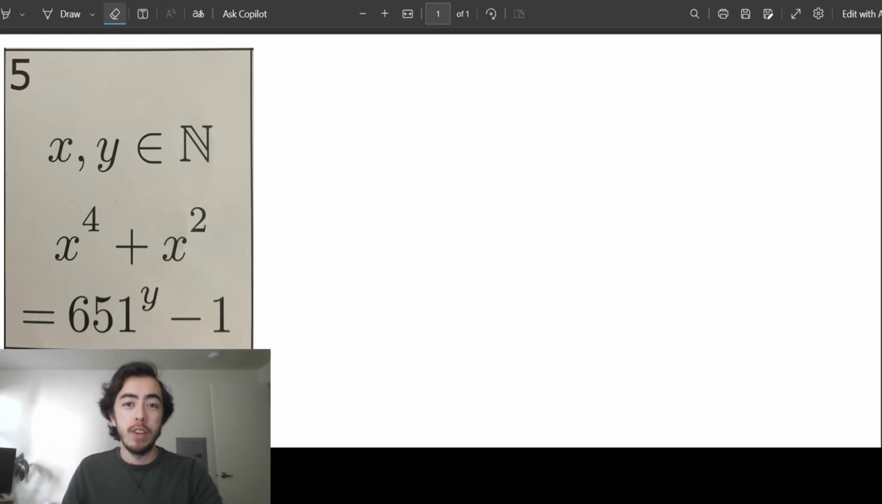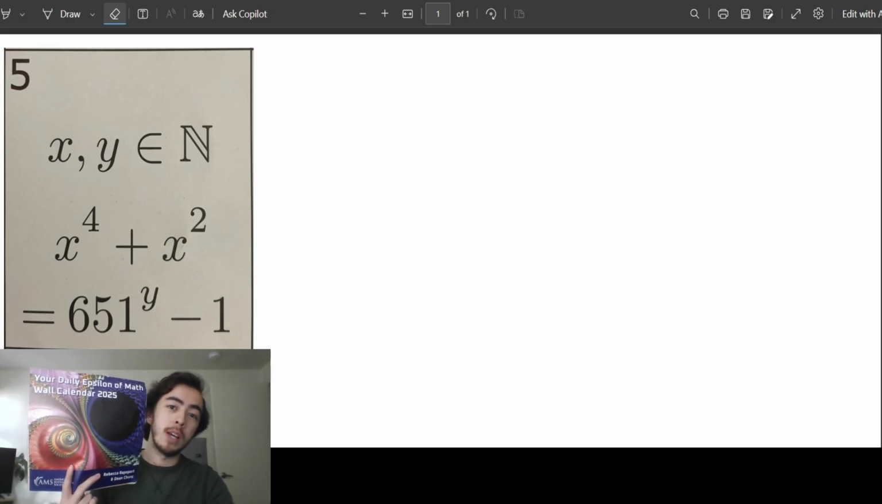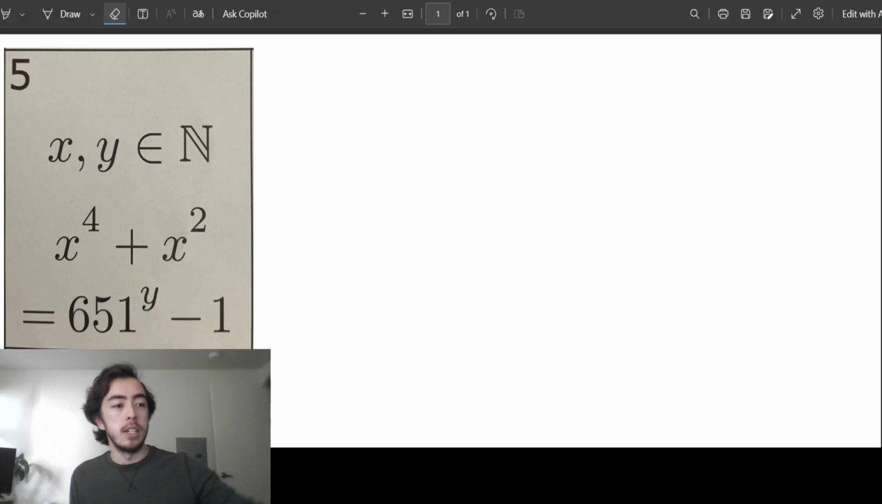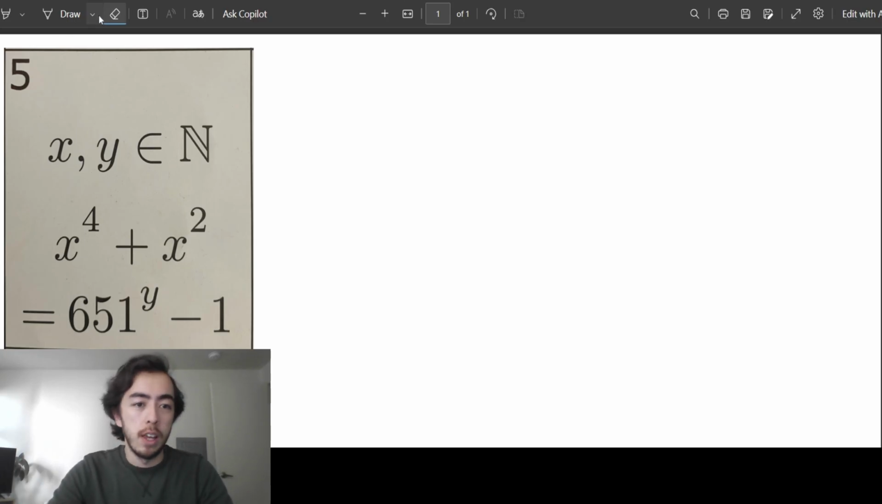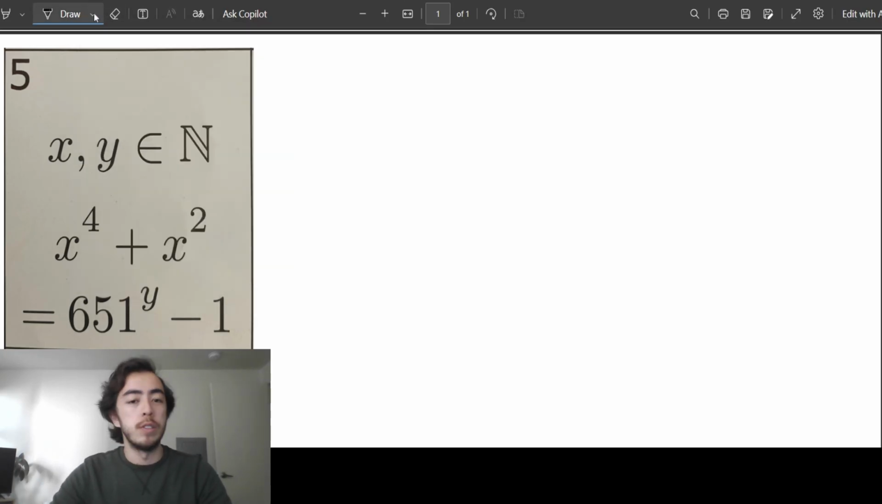Today is October 5th, and we're solving problem 278 from the Daily Epsilon calendar. And the answer today should be 5. When there aren't really instructions here, it's assumed that we're solving for this x right here.